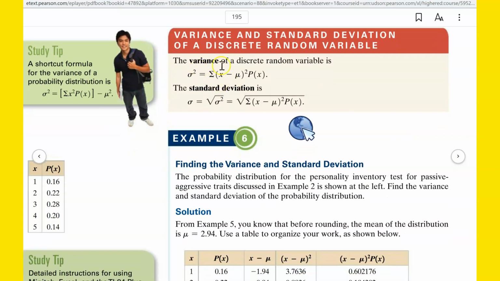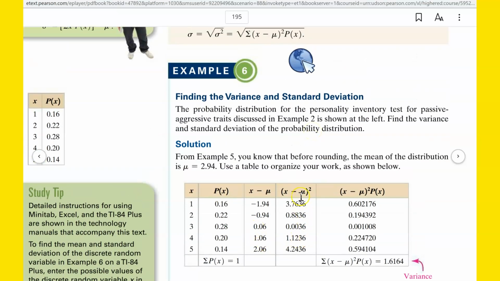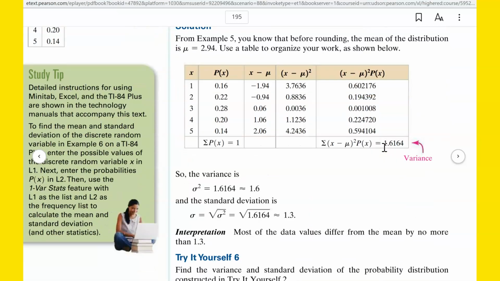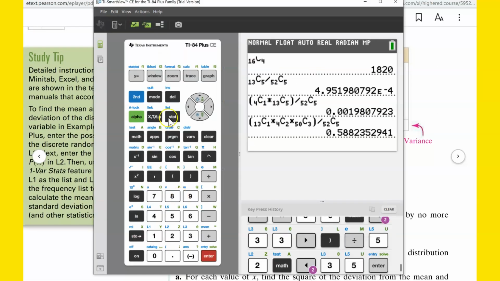All right, variance. The variance of a discrete random variable is that right there. Standard deviation is just the square root of the variance. All right, the probability distribution for the personality inventory test for passive-aggressive traits discussed in example 2 is shown on the left. Find the variance and standard deviation of the probability distribution. You could go through that process by hand, and it's fine to do that. I think what I would do is I would use a calculator.